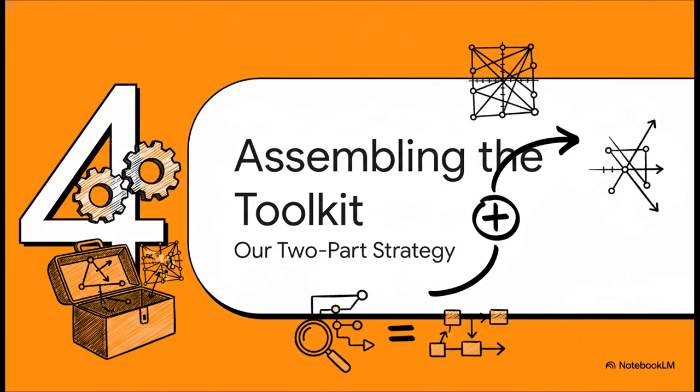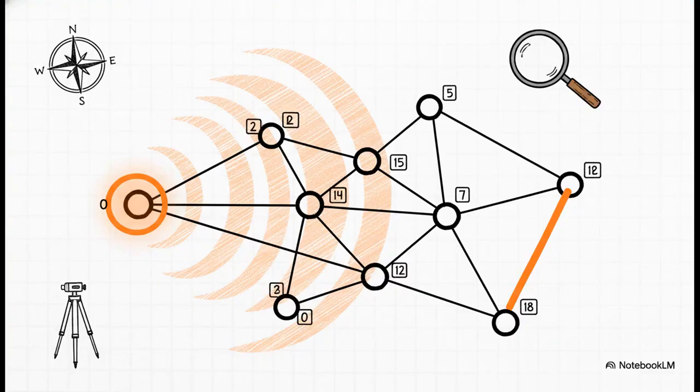With that key insight in our back pocket, we can now assemble our toolkit. We're going to combine two powerful classic algorithms to build a really beautiful and efficient two-part solution. Our first tool is the one, the only, the legendary Dijkstra's algorithm. This is the absolute perfect instrument for our first job, figuring out the shortest path from one point to all the others in a weighted graph. It's exactly what we need to map our terrain.